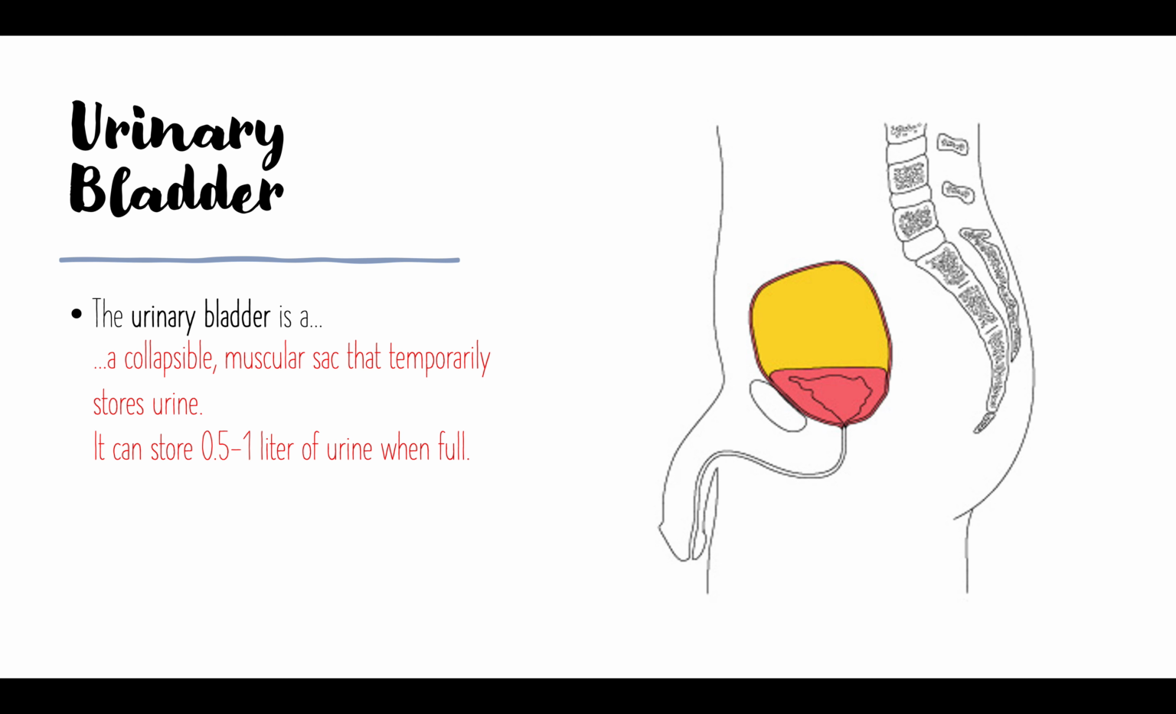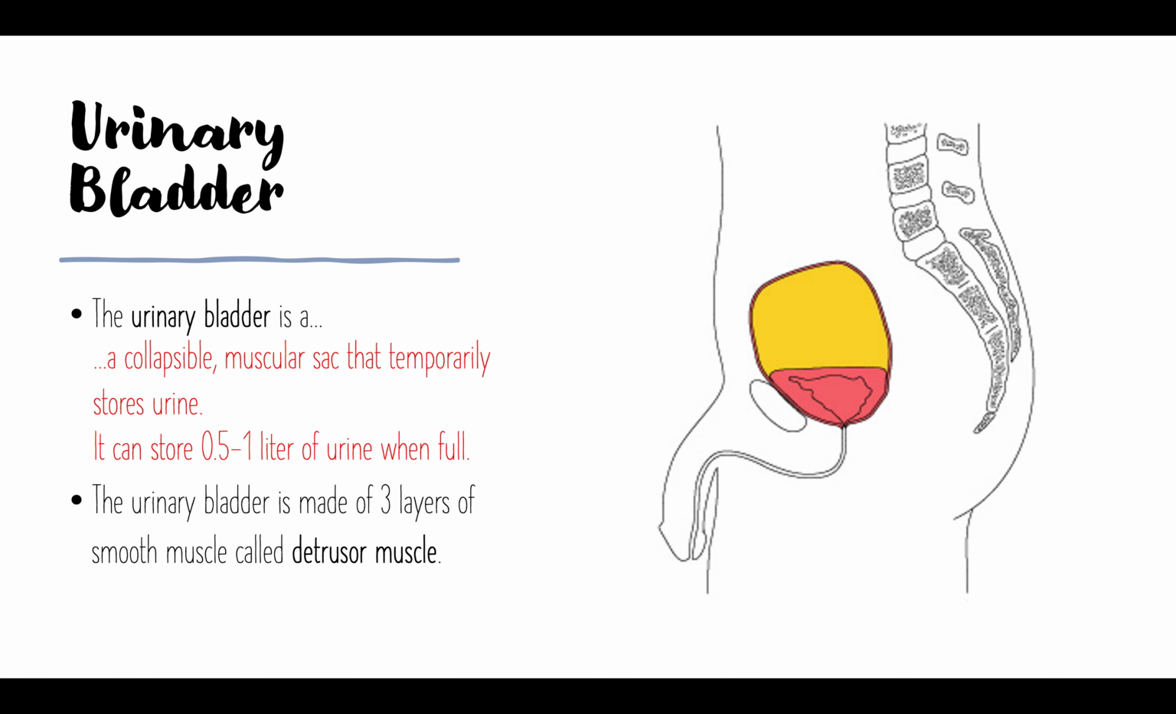It's actually lined with 3 layers of muscle called detrusor muscle, and actually very similar to the uterus when a woman is having a baby going into labor, right? Your urinary bladder does a very similar thing. It actually contracts, similar to, like I said, labor contractions.